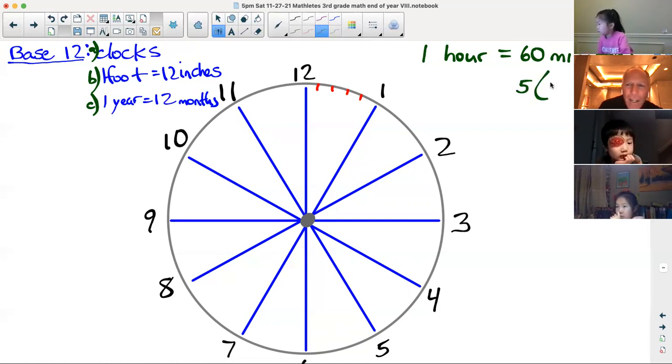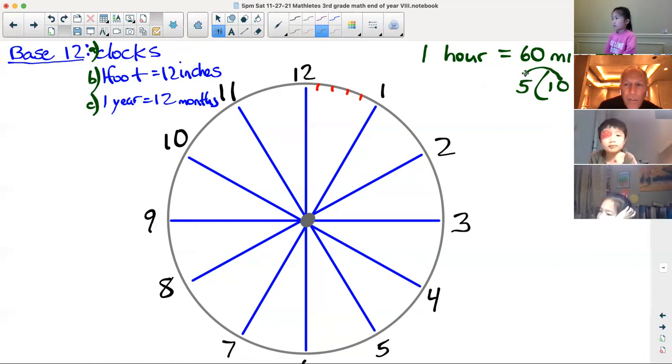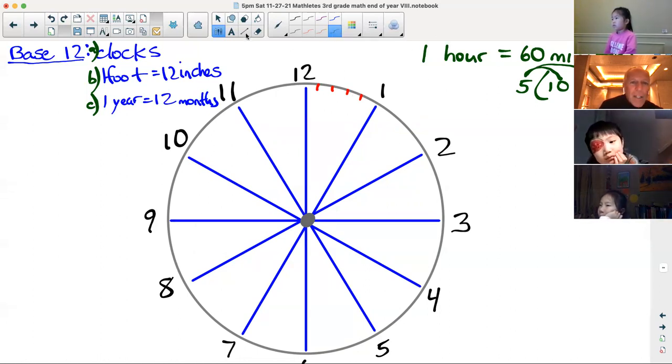That's right. So 5 times 12 equals 60 because there are 12 hours in the one rotation of the clock. And therefore, we have 12 times 5 is 60 minutes. That's 5 times 10 plus 5 times 2. Fantastic. All right. Now, let's actually do a little bit of time.